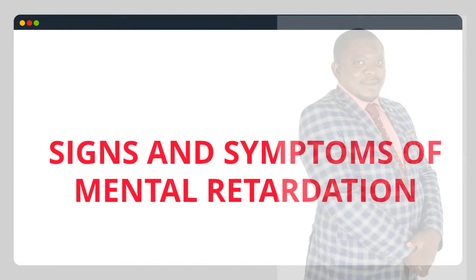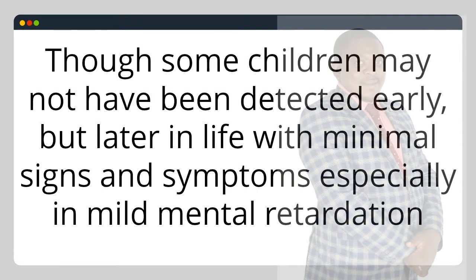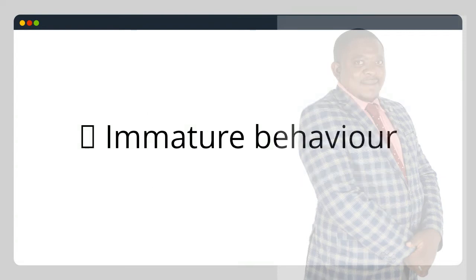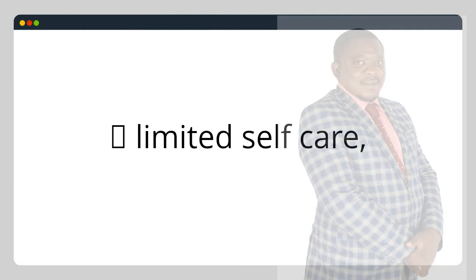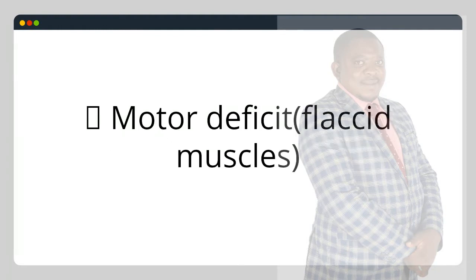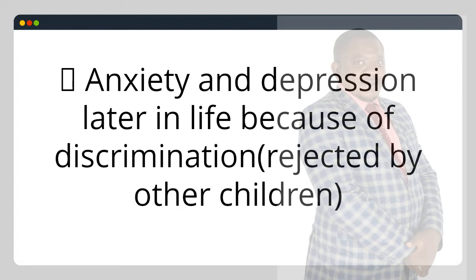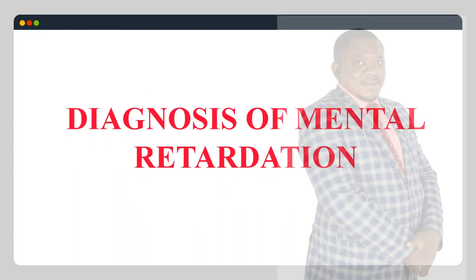Signs and symptoms of mental retardation. Some children may not be detected early, but later in life with minimal signs and symptoms, especially in mild mental retardation. Primary manifestations are delayed intellectual development, low IQ, immature behaviour, limited self-care, motor deficit, flaccid muscles, language delay and impaired ability to communicate. Anxiety and depression later in life because of discrimination, rejected by other children.